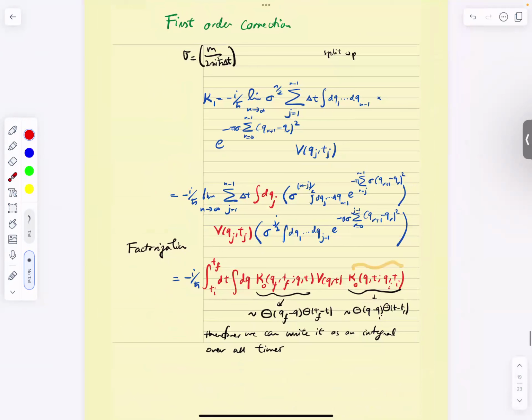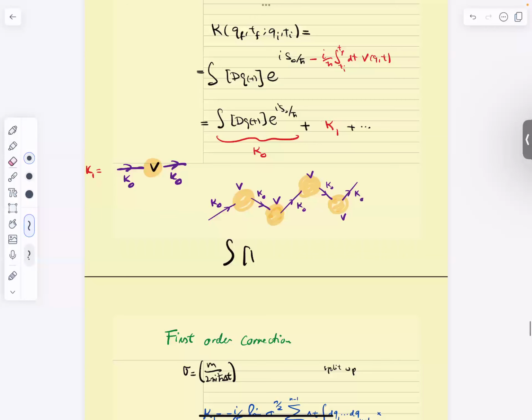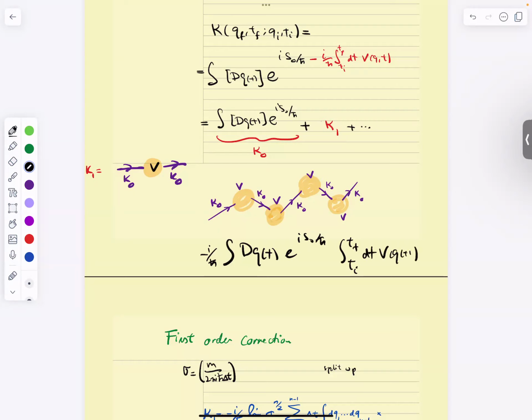All right, first order approximation. Remember that my sigma was this. So my K1 is, let me just write it again, the integral of dq(t) e to the power of i S naught over h bar minus i over h bar integral of Ti, Tf dt V(q(t)). Sometimes I mix both notations, which is funny. That's what I'm trying to compute.